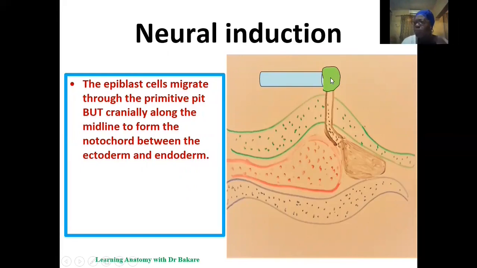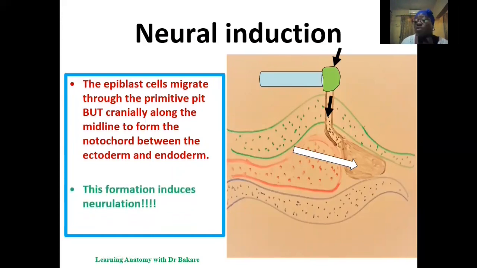So we also have a group of cells running through this region, as we've said. But as they run through this region, they run in this pattern. They run through the primitive pit, and they run cranially. And when they run cranially, they are deposited to form a rod-like structure that is called the notochord. And this is the notochord. At this region, there is no mesoderm deposition. What you have is the formation of a specialized structure that is called the notochord. So this notochord will then replace the mesoderm that is formed between the ectoderm and the endoderm.